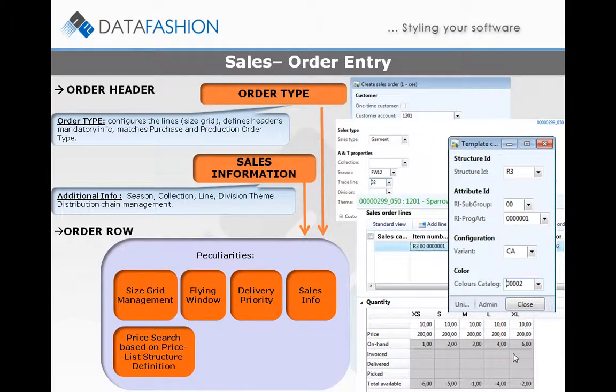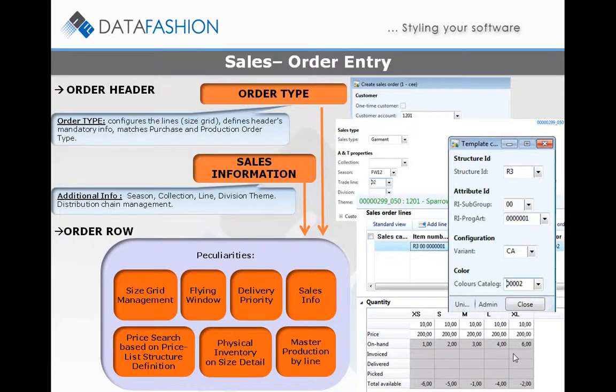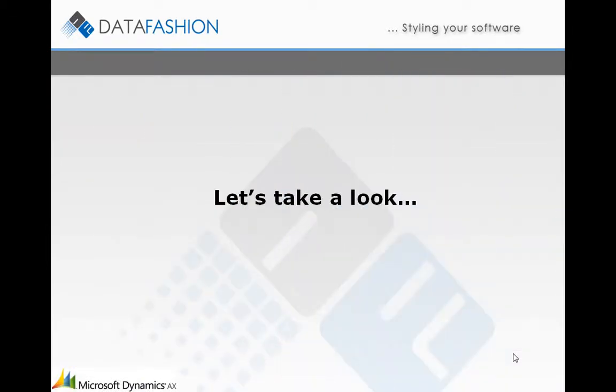multiple search logic by code level definition running from the most detailed item configuration, including sizes, up to the most generic one based on the definition of the price list structure, the display of the physical inventory while entering the quantities to order by size, the ability to directly generate from the single line the matching production order. Now let's see how the software works.